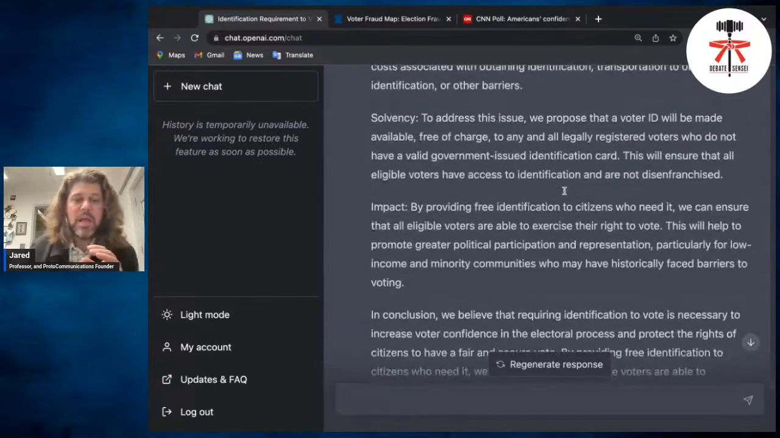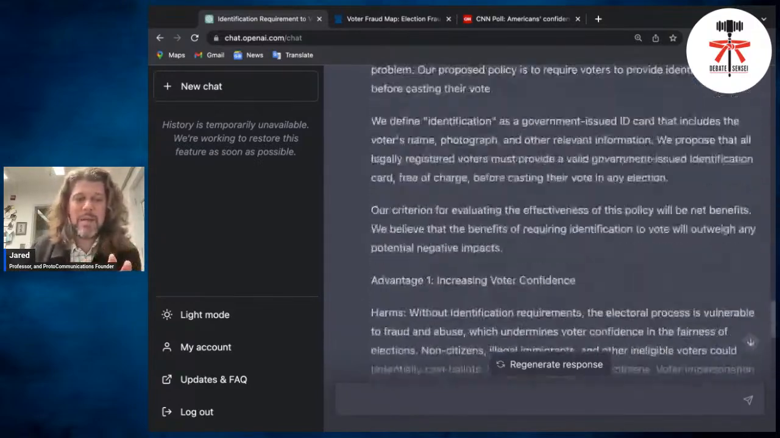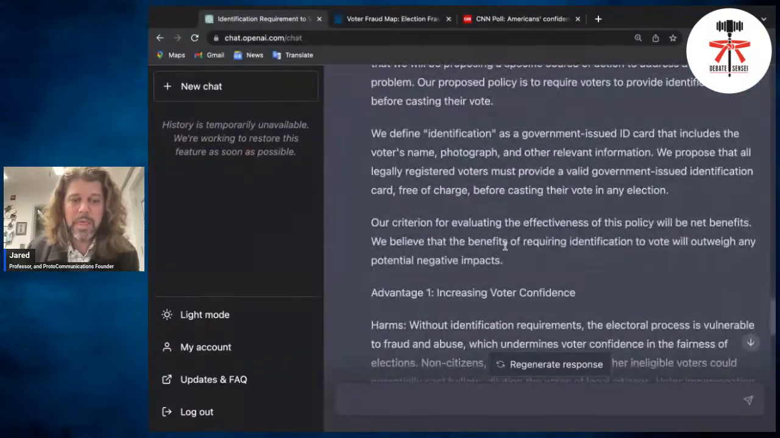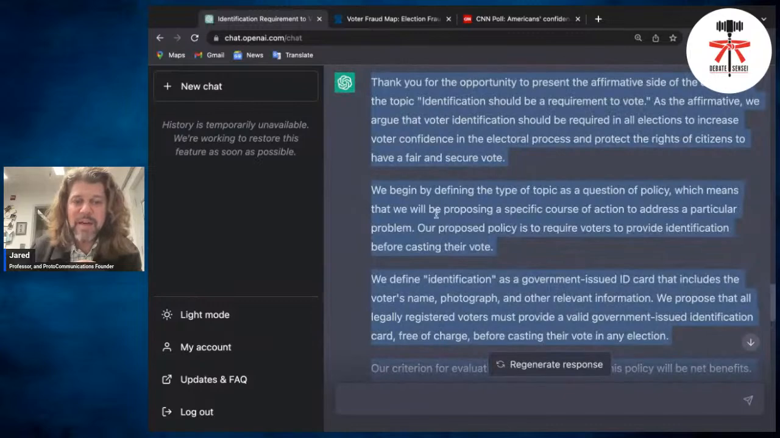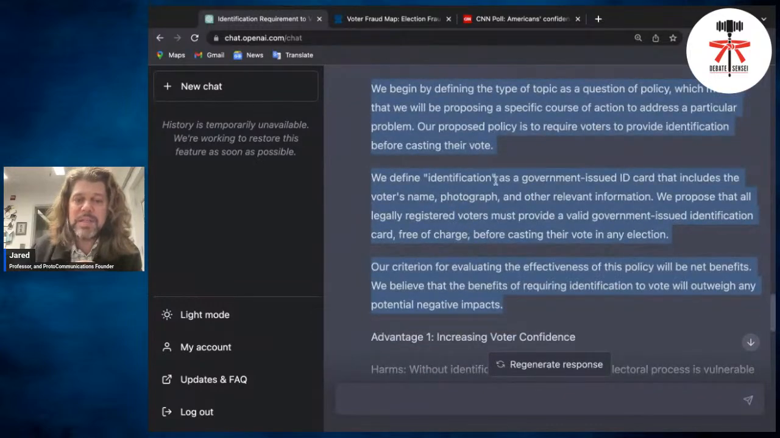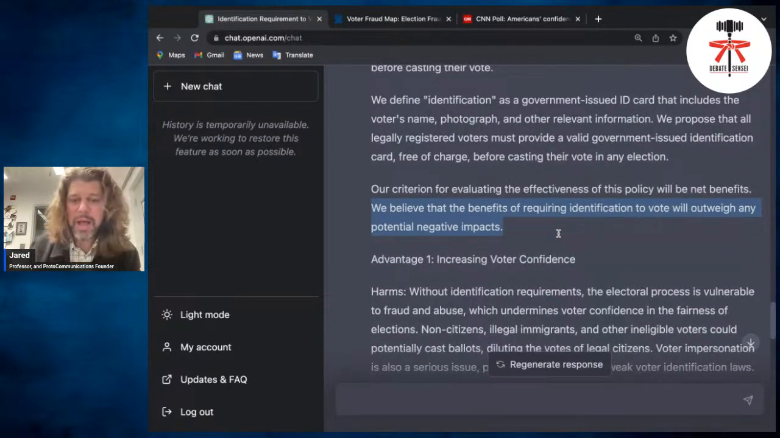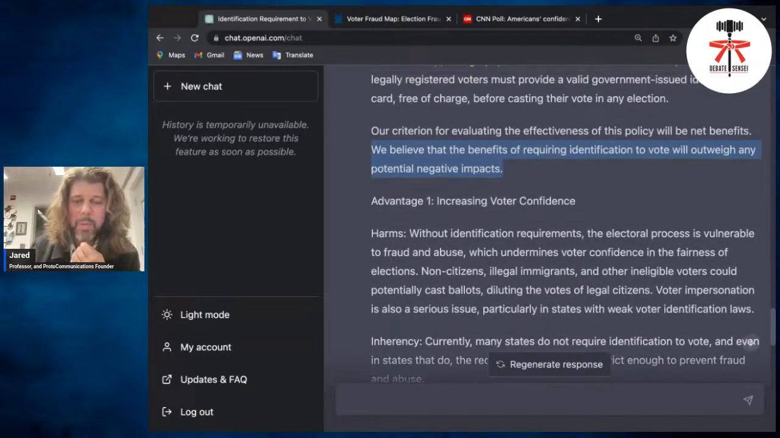So as you can see, this is what I'm recommending as your organization. Okay, you have an introduction that includes definitions, a very specific plan or proposal, and then a criterion. I want to just touch upon criteria. It will be net benefits. "We believe the benefits of requiring identification will outweigh any potential negative impacts." That's a nice little synopsis. You can rewrite it however you want. You can ask ChatGPT to rewrite it.